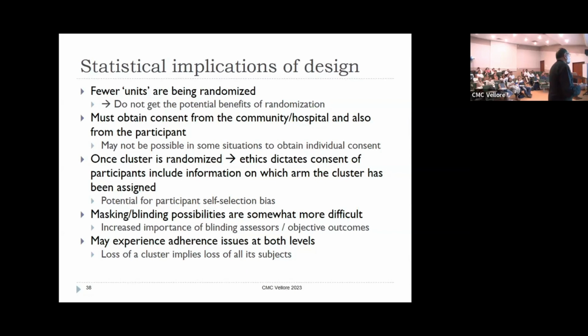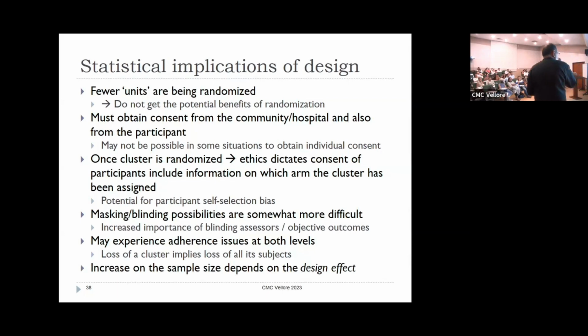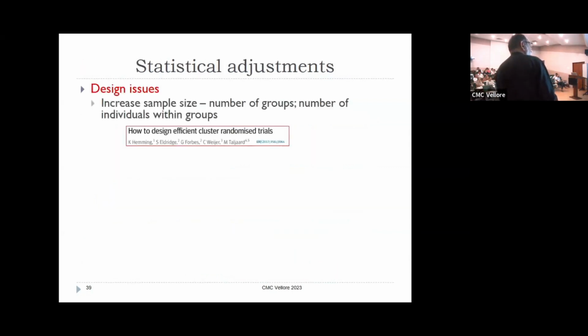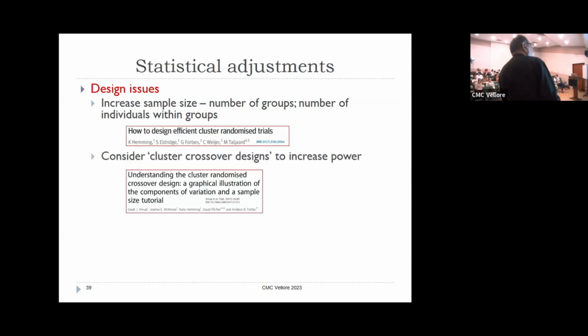If you lose a cluster, you lose all the participants from that cluster. So you try not to lose a cluster. You may lose a participant, or 1 or 2, which is not bad, but if you lose a bunch, you're in trouble. And then you have to increase the sample size because of the design effect business that I mentioned already. So there are papers that deal with how to increase your sample size to have an efficient cluster randomized design.